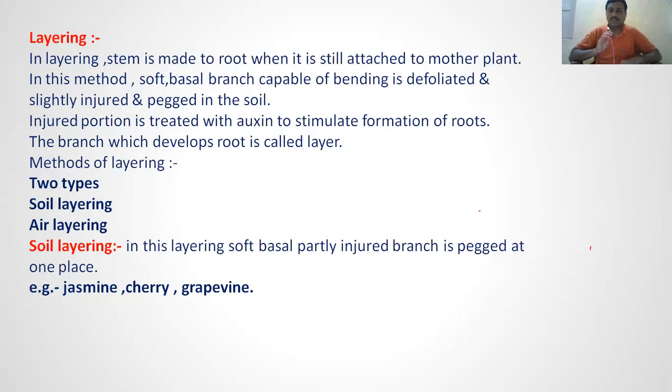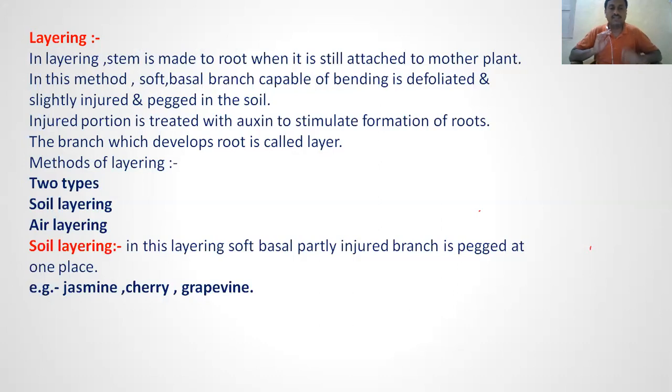In this method, branches that are very soft and basal, capable of bending, are defoliated, slightly injured, and pegged in the soil. Injured portions are treated with hormone, which stimulates the formation of the root system.